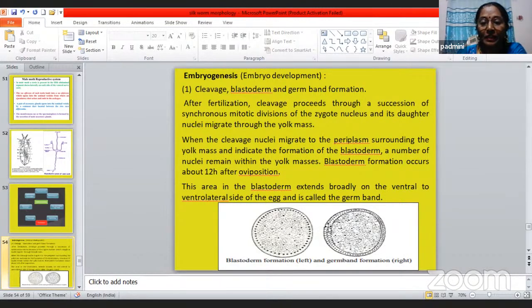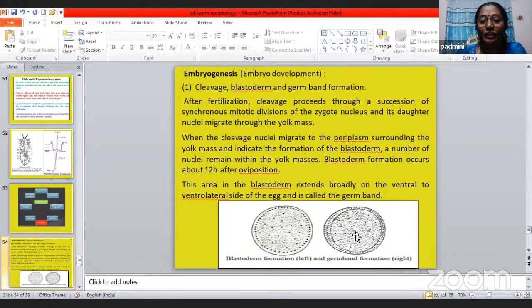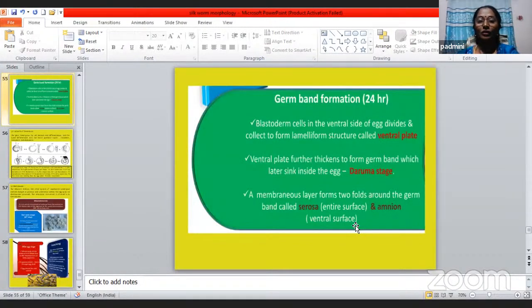The germ band is nothing but a band-like structure you can see on the egg cell over there. So this band-like structure is called a germ band. This germ band undergoes different formations in these 24 hours. That is, on the ventral side of the egg, they divide into a lamelliform structure called the ventral plate.